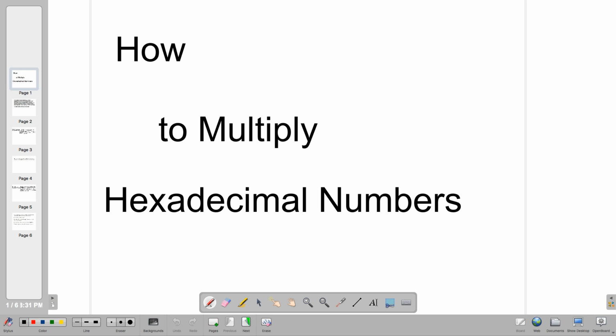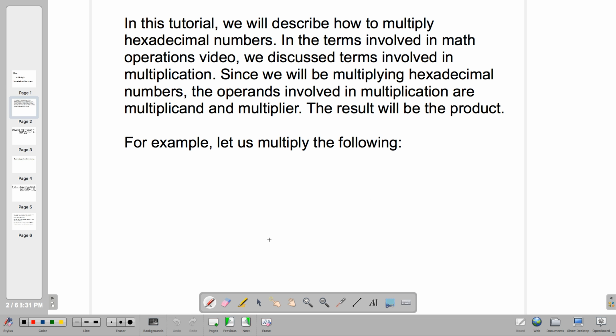How to multiply hexadecimal numbers. In this tutorial, we will describe how to multiply hexadecimal numbers.